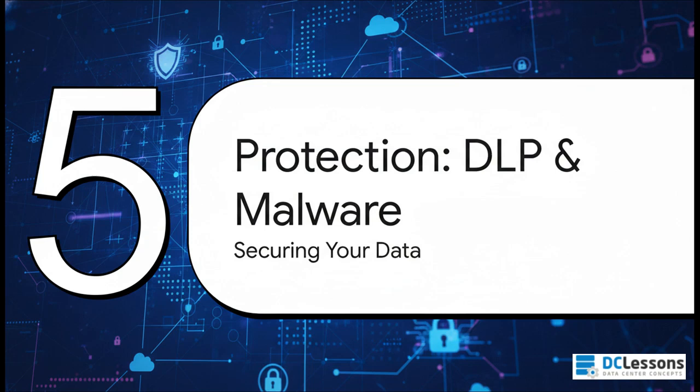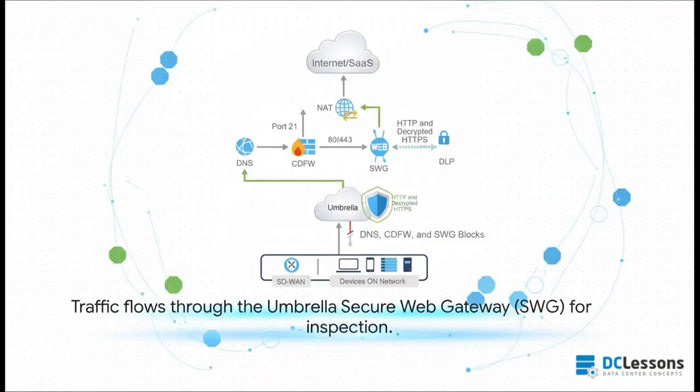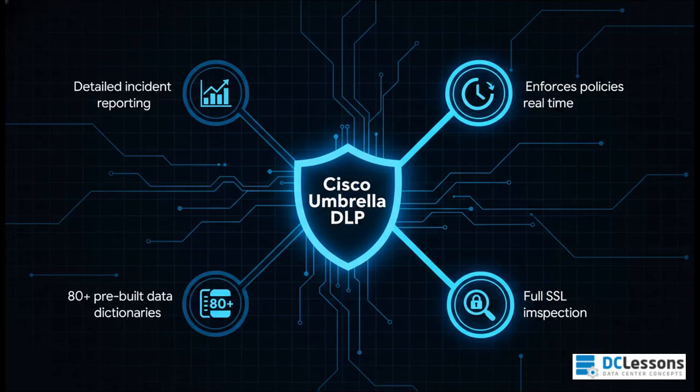Now we can focus on the next layer: actually protecting the data itself, both while it's moving across the network and when it's just sitting in the cloud. So take a look at this diagram. It shows you exactly how this works. User traffic gets routed through the Umbrella cloud, and in there, a secure web gateway, or SWG, acts as this intelligent checkpoint. It can even decrypt secure web traffic, which is critical, by the way. This allows the data loss prevention engine to look inside the files for sensitive data before it has a chance to leave your network.